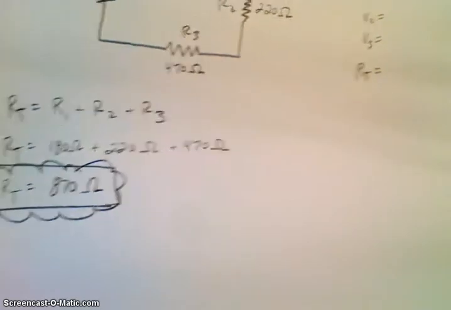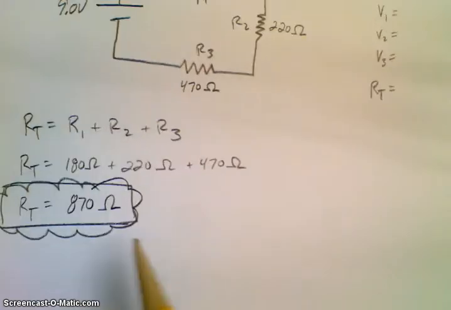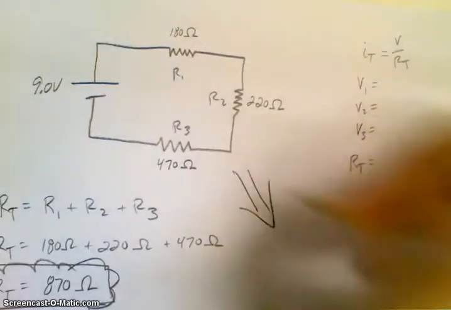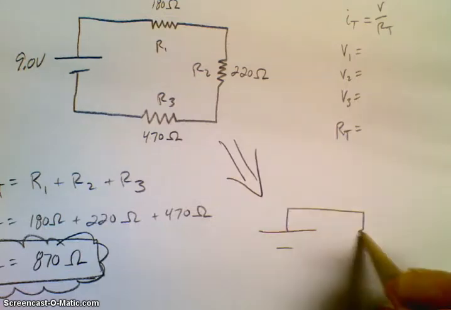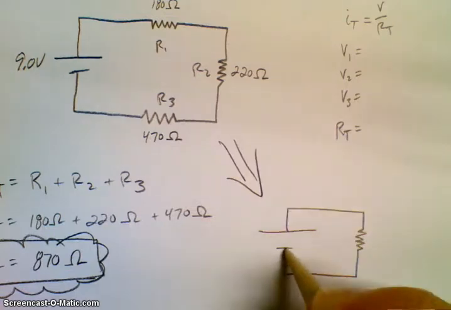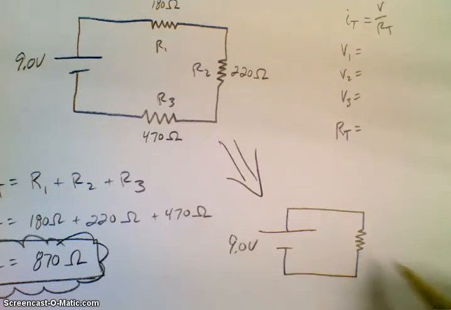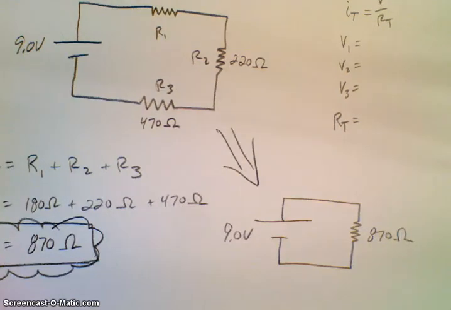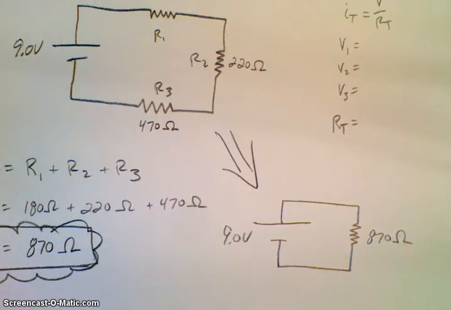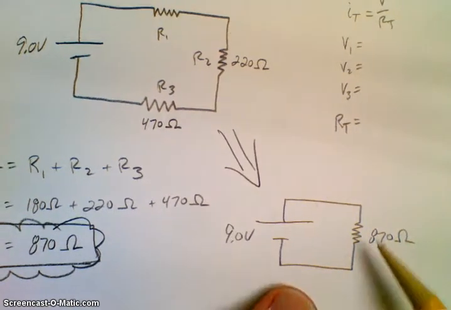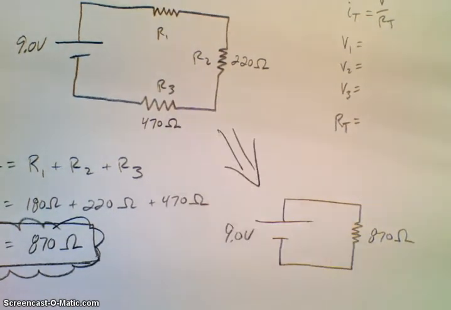Alright. So now that we know the total resistance, what is this telling us? Here's what it's telling us. It's essentially saying this circuit can be simplified to this. It's saying essentially we have a circuit with a battery and a single resistor that's 870 ohms. This is an equivalent circuit to this. Does that make sense?